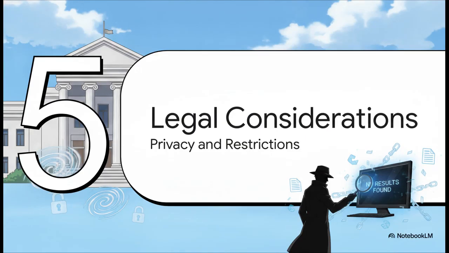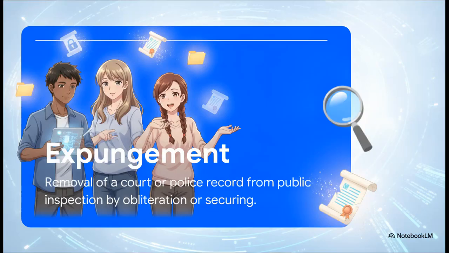Section 5, Legal and Privacy Considerations. We really need to transition into a highly critical segment about why some records might be completely invisible online. One of the biggest reasons a case just won't show up at all is expungement. Under Maryland law, expungement is the formal removal of a court or police record from public inspection. If a criminal charge was completely dismissed, or the person was acquitted, or if the state entered a noli prosequi, which basically means they chose not to prosecute, that individual can petition the court to have the record expunged. If granted, that record is effectively erased from the public portal. It's like it literally never happened.